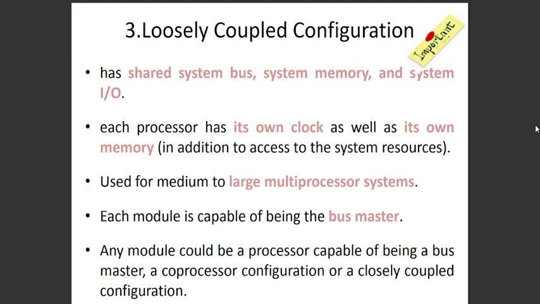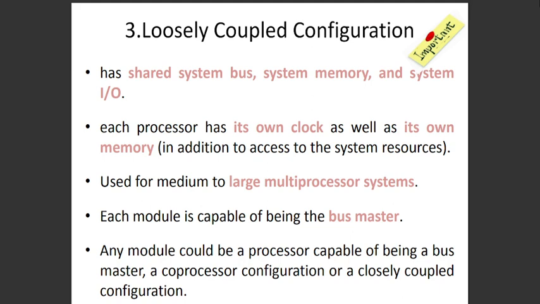The loosely coupled multiprocessor systems are connected via a high-speed communications network. They are also known as distributed memory systems, as the processors do not share physical memory and have their own I/O channels. This loosely coupled configuration has a shared system bus, data bus, memory and system I/O. Each processor has its own clock as well as its own memory, in addition to access to the system resources. It is used for medium to large multiprocessor systems.